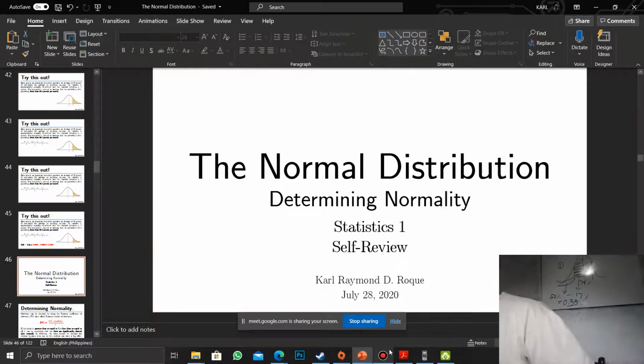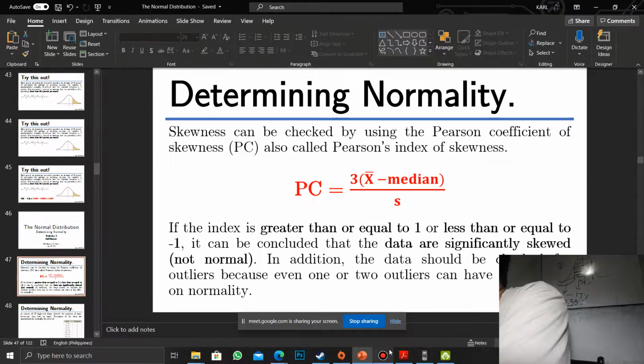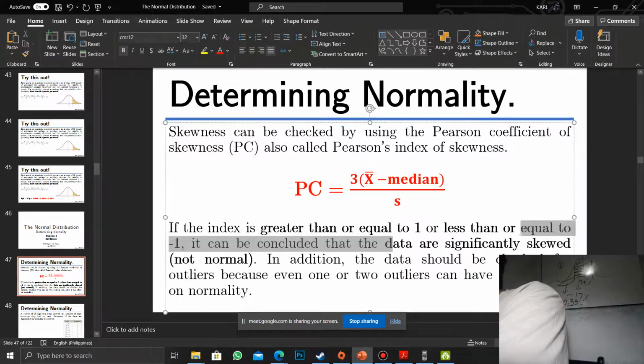Determining normality. Ngayon, we're going to the next part na. Examining the distribution more than ever. Skewness can also be checked by using the Pearson coefficient of skewness, also called Pearson's index of skewness. Hindi naman ito papagawa sa inyo, so dadaanan ko lang to, no? If the index is greater than or equal to 1 or less than or equal to negative 1, ibig sabihin, our data are skewed. Hindi siya approximately normal, no?